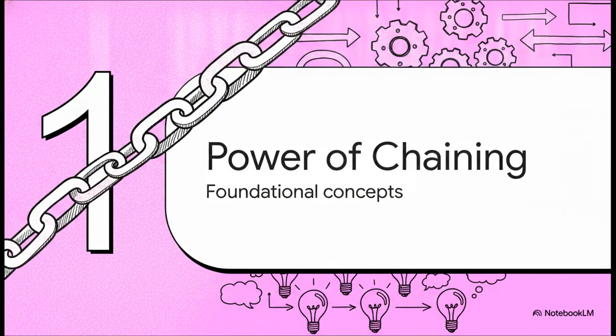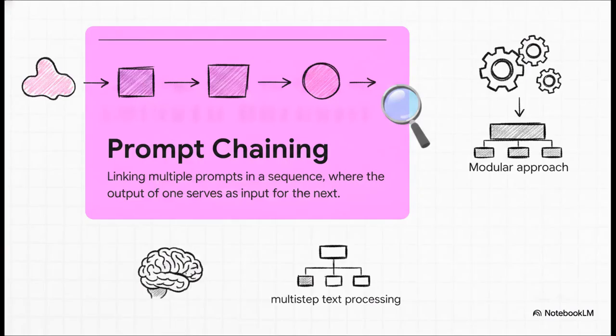All right, section 1, the power of prompt chaining. Let's get our foundational mental models set up before we look at any code. Prompt chaining is, honestly, exactly what it sounds like. It involves linking multiple prompts together in a logical sequence, where the output of one prompt serves directly as the input for the next one. Think of it as a highly modular approach to solving complex problems. Instead of asking the AI to do 5 things all at once, you break the task down. You ask it to do step 1, you take that result, and you use it to feed step 2. This is an incredibly powerful technique for things like multi-step text processing, deep summarization, and complex question answering.